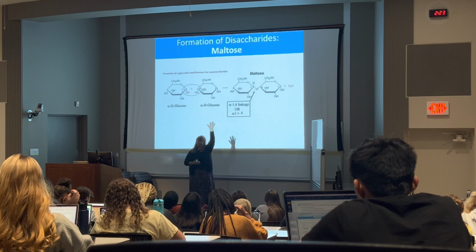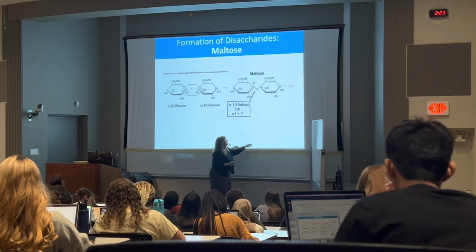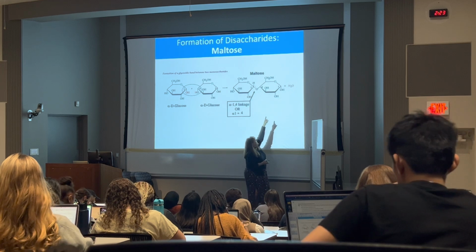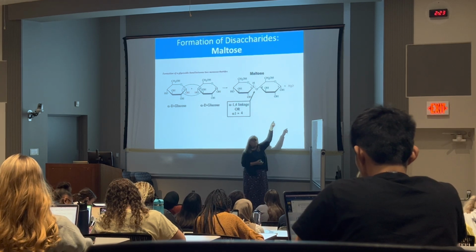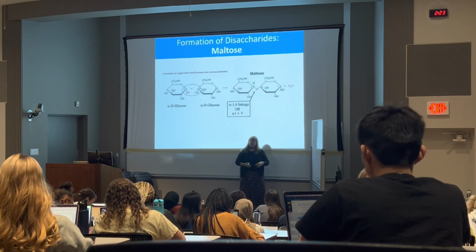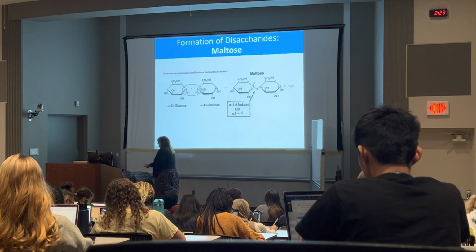How many say yes? You're right. Maltose is a reducing sugar because it has the anomeric carbon, number 1 there on this one, is an OH group, so it can open up. It's a hemiacetal, so it can still open up and oxidize.